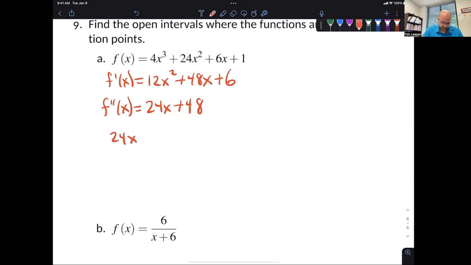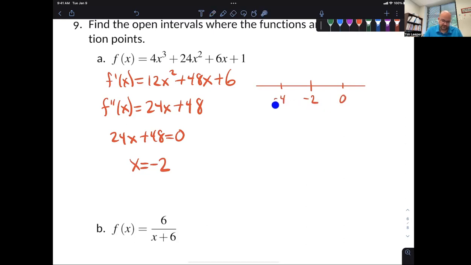So we have 24x plus 48 is equal to 0. Subtract the 48, divide by 24. So x equals -2 is a possible inflection point. So we need to go ahead and create a number line. The -2 is the possible inflection point, which means we need points to the left and right of -2. Let's just say maybe -4 and 0, something like that.